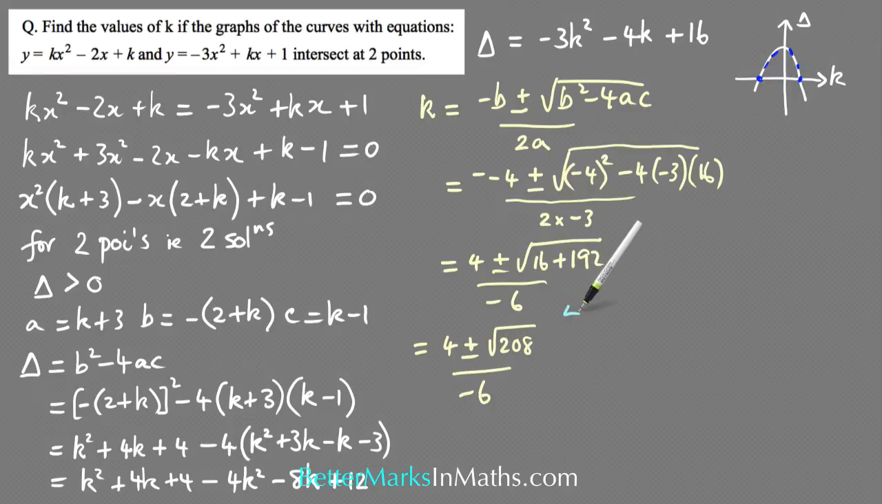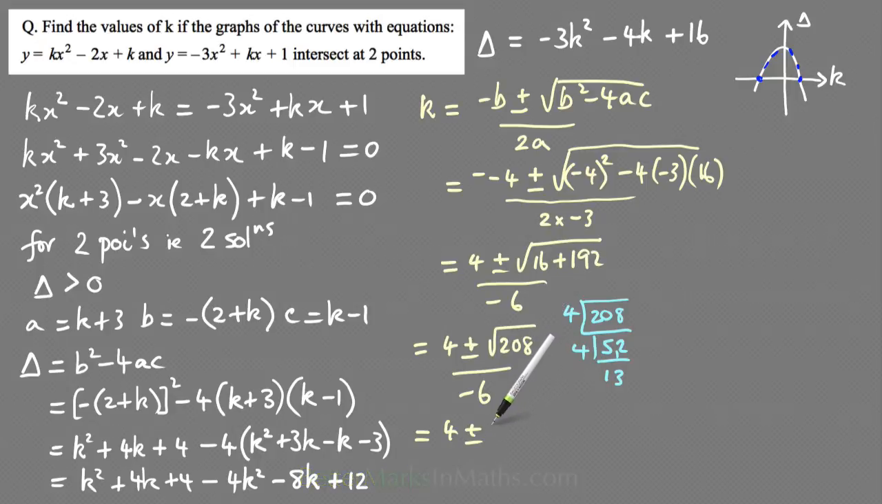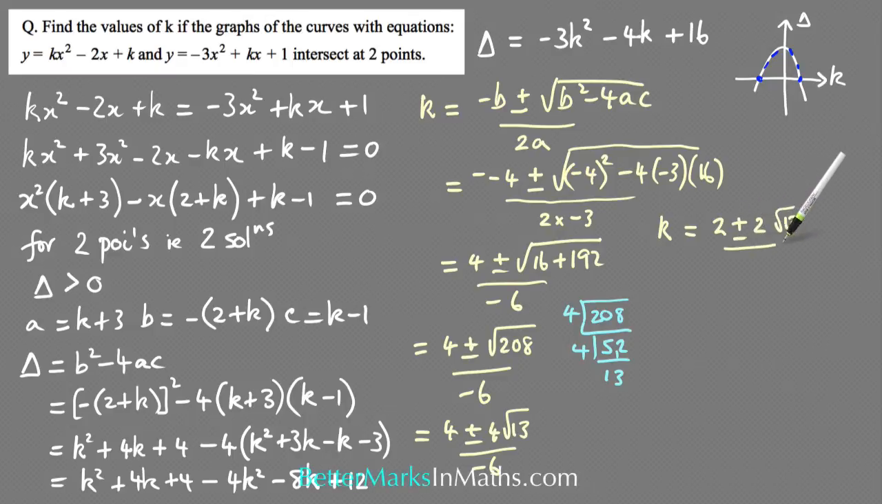And then how many 4s go into 208? I know 4 goes into it because it ends in an 8. So 4 into 208, I actually wanted to do it down here. 4 into 20 goes 5, 4 into 8 goes 2, and then 4 into 52 is 13. So you've got 4 times 4 is 16, so 4 plus or minus the square root of 16 times 13. And then I can take the square root of 16 out the front, so it becomes 4 root 13 on minus 6. And dividing them all by 2, you get k is equal to 2 plus or minus 2 root 13 on minus 3.